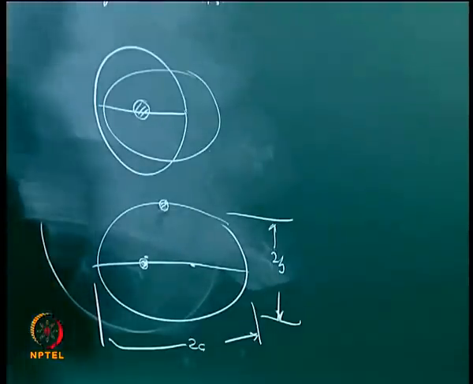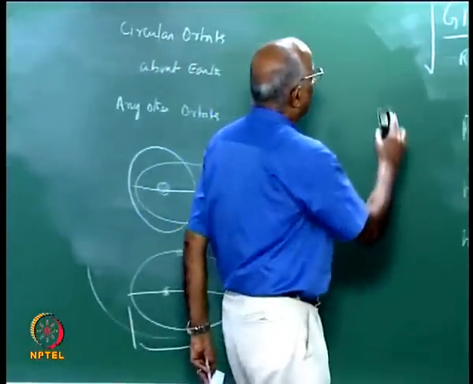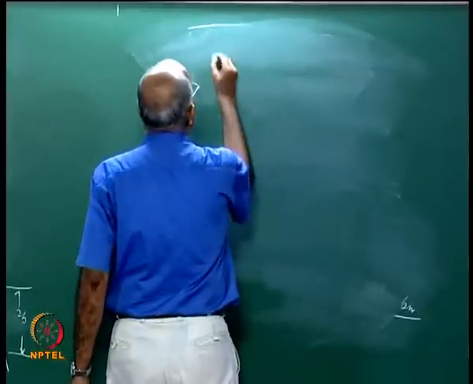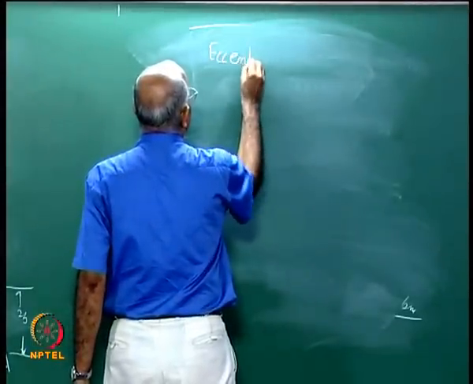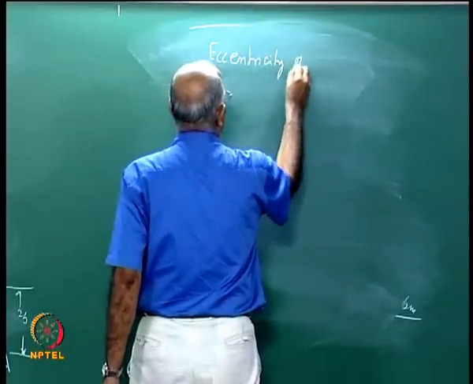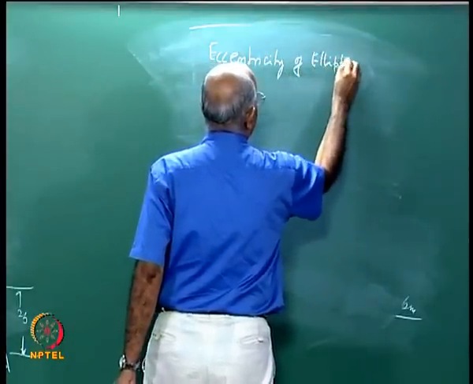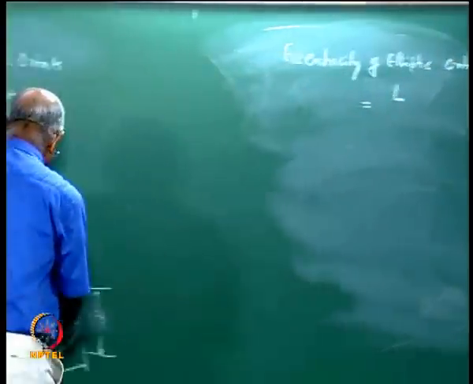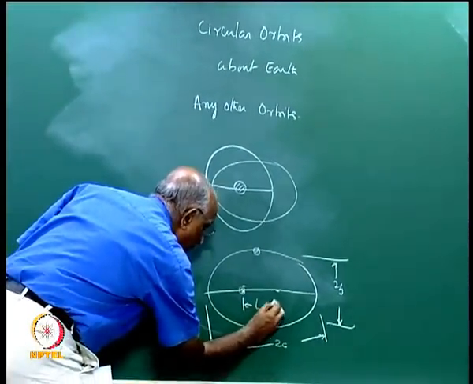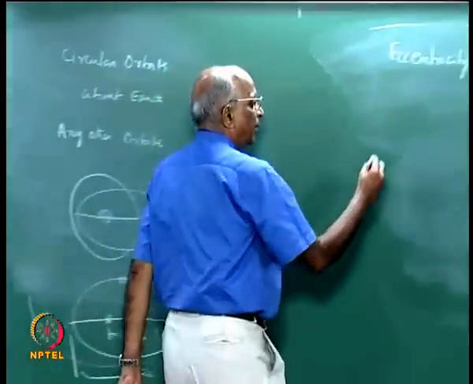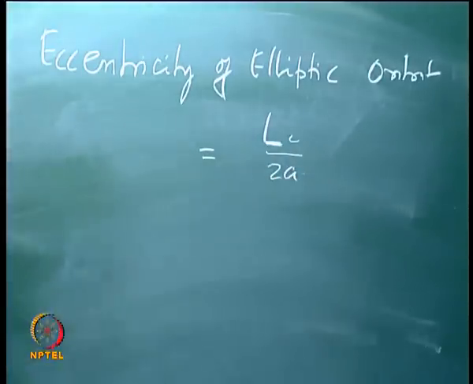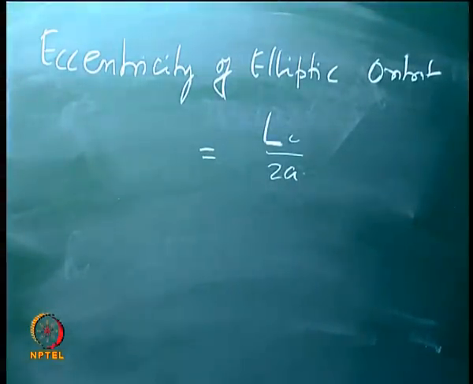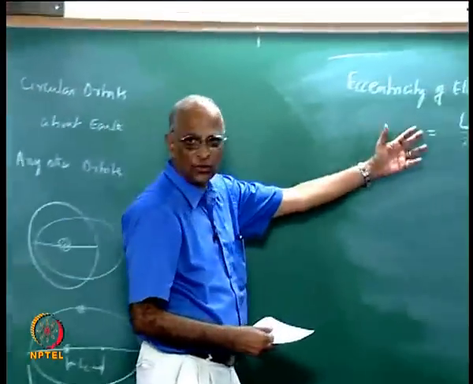Therefore, you define a terminology, namely something known as the eccentricity of an elliptic orbit, which is the distance between the two foci, that means this is LC, divided by the major axis which is 2a. You find for a circular orbit LC is 0 because there is a single center here, and the eccentricity becomes equal to 0 for a circular orbit.